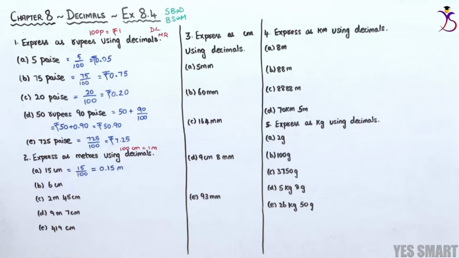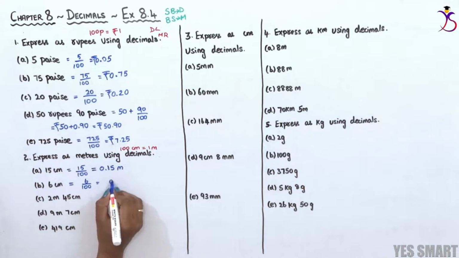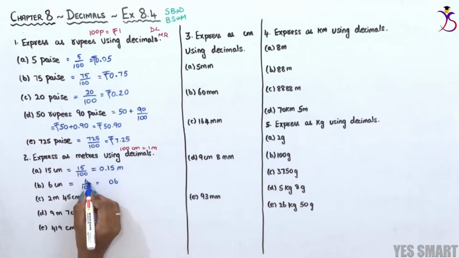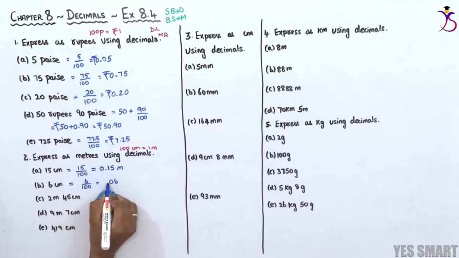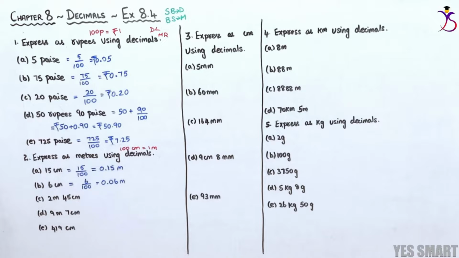Similarly, second sum, 6 centimeter. So 6 divided by 100, the same as the first sum. We are supposed to move two decimal places in the left hand direction. So 1, 2, it will be 0.06, that is moving two decimal places in the left hand direction. The first decimal place will be 6, the second decimal place will be 0, and so the final answer will be 0.06 meter.